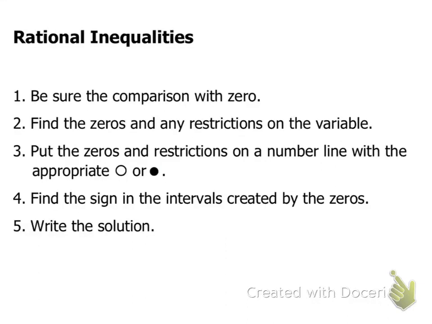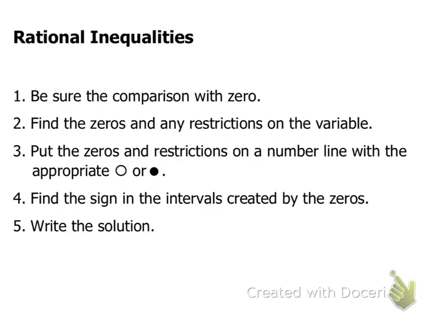We're going to look at some rational inequalities. When we do a rational inequality, the steps are very similar to a polynomial inequality. We have to be sure that the comparison is with 0. We find the zeros and any restrictions on the variable. That's where things get a little bit different. Remember that restrictions on the variable result graphically in a vertical asymptote.